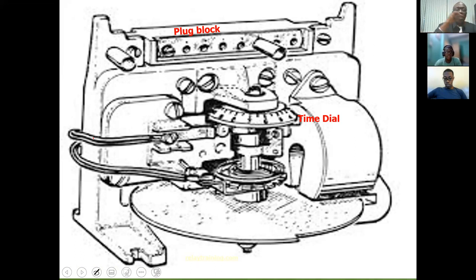I also want to remind us about the time dial. We mentioned that before in terms of our brief introduction to the overcurrent relay. And the plug block, which is really a tap setting. Physically, we would unscrew that plug and put it into one of those openings. That would be our plug setting, which represents the minimum current required to operate the relay.